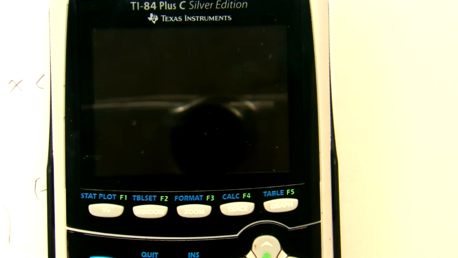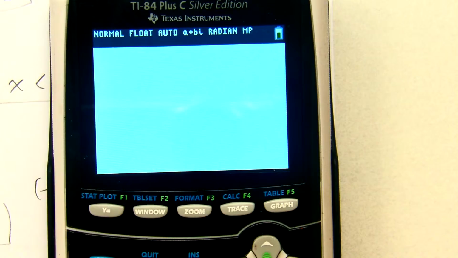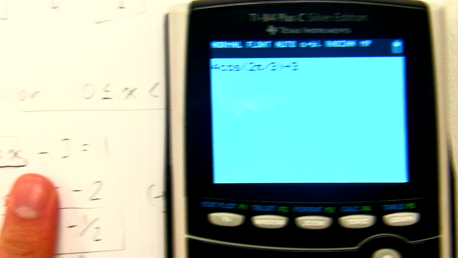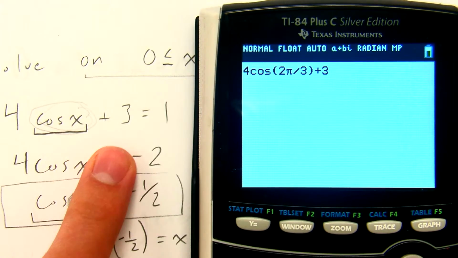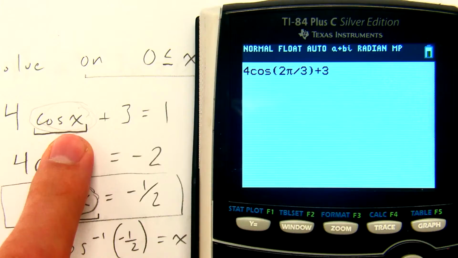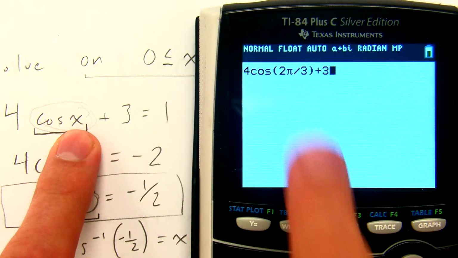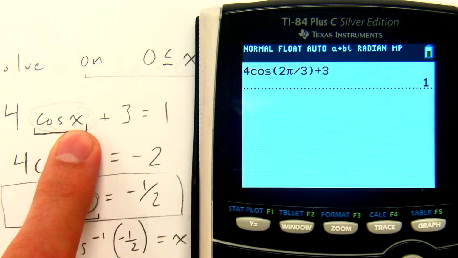So I'll turn on my calculator, make sure I'm in radians, which I am. Okay, let's plug it in. 4 cosine of, let's do 2 pi over 3, plus 3. Okay, I'm hoping to get 1 here so that my equation, 4 cosine x plus 3, will equal 1. I found a true solution to that equation with 2 pi over 3. Let's see. Hooray! The same happens if I plug in 4 pi over 3.